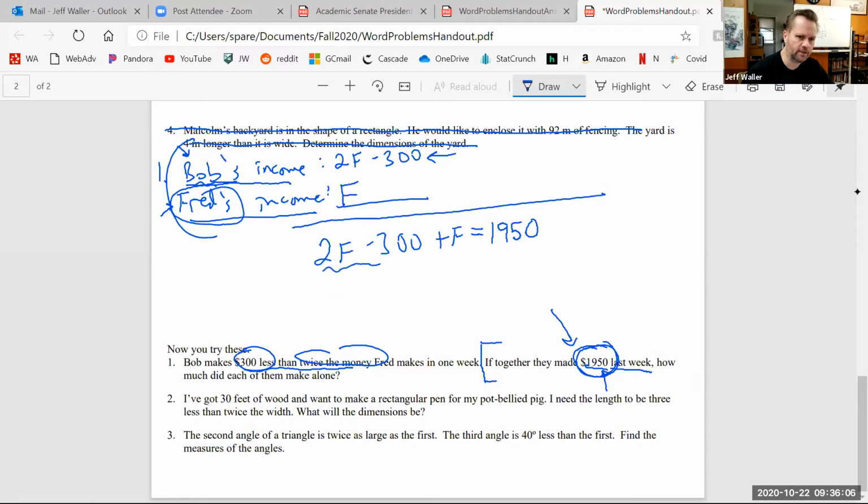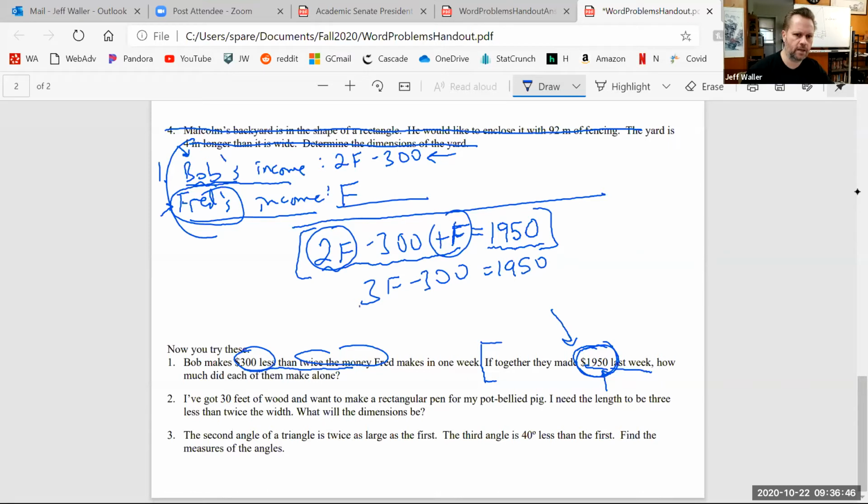This represents the amount of money they make together any week. And if I set it equal to the amount of money they made last week, I can figure out how much each one of them made. So I'm going to focus on the point I'm trying to make there in a minute. But let's finish this up. Now this should be the easy step. So like Riley already said, how do you start to solve this thing? Combine like terms. Yeah, so I got 2F and F is 3F minus 300.